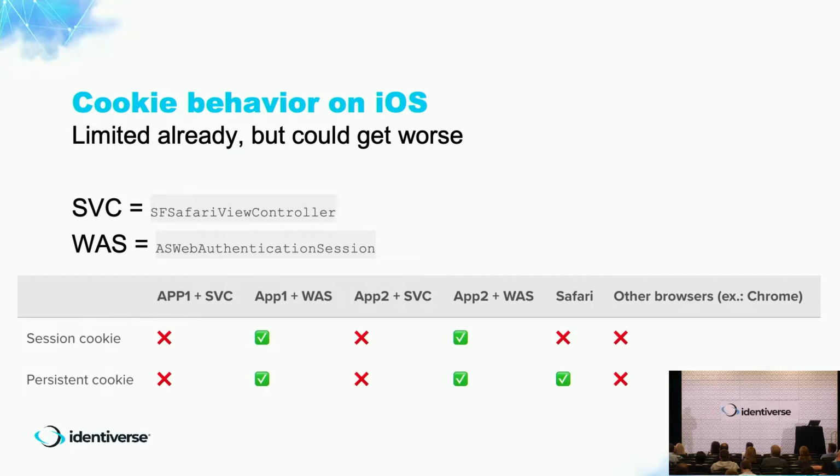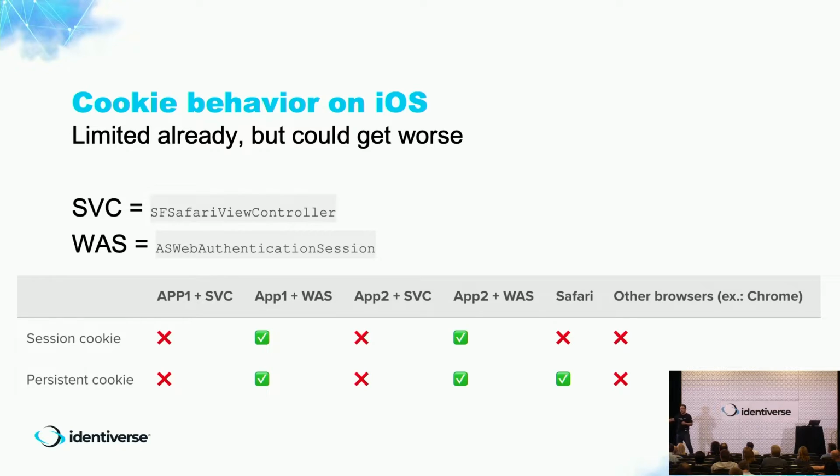And the other two boxes, the first column and the third column, SVC stands for Safari View Controller. That's the general browser Apple wants you to use. But when you use that browser, you're constrained with cookie. You cannot share anything. So that's what the red boxes are for.